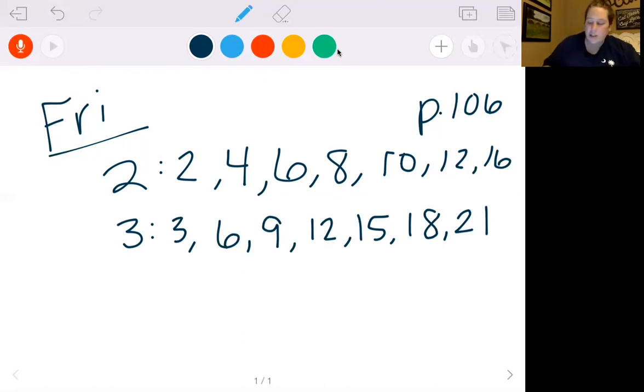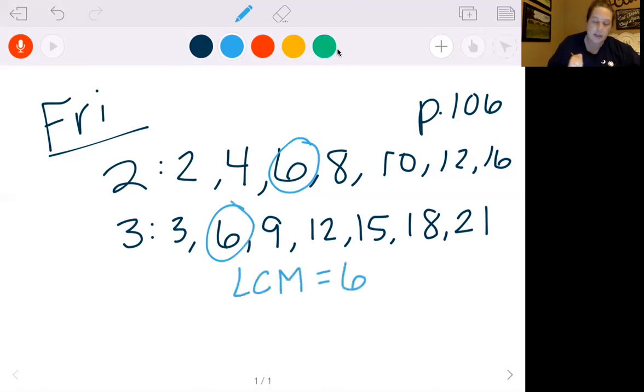You can't do that because obviously you would run out of room. So get to about 5 or 6 where you feel comfortable stopping, and then you find the least number that they share. Sometimes you will have to go further than you did. Sometimes you don't have to. With 2 and 3, we can already see the smallest number they share, which is 6. So the least common multiple is 6.